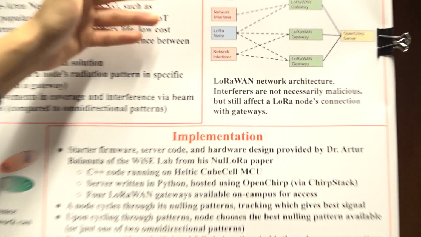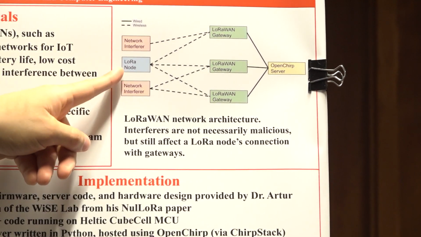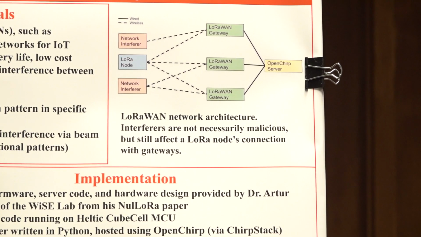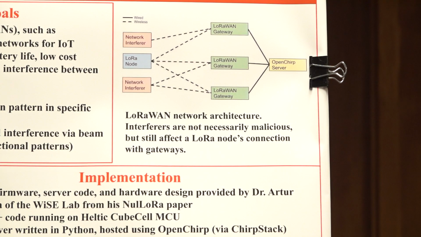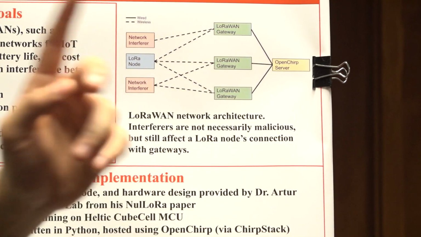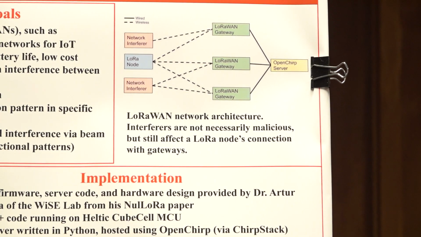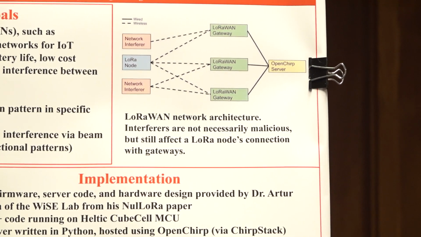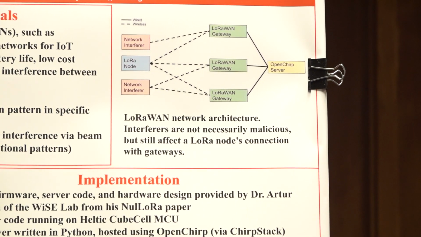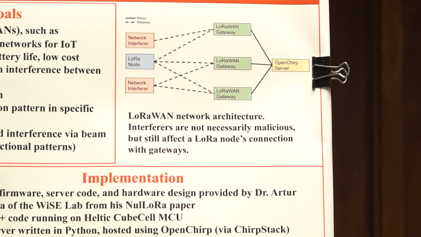Essentially, in a LoRaWAN network, you have the clients or the end nodes. Here is a LoRa node, and you might have network interferers that aren't necessarily nefarious, but there exist lots and lots of networks and devices in these networks. They are communicating wirelessly using LoRaWAN, which is a network protocol that uses a type of modulation called chirp spread spectrum. It communicates to gateways, which are just listening for packets. And once a gateway receives that packet, it'll transmit that to the server.